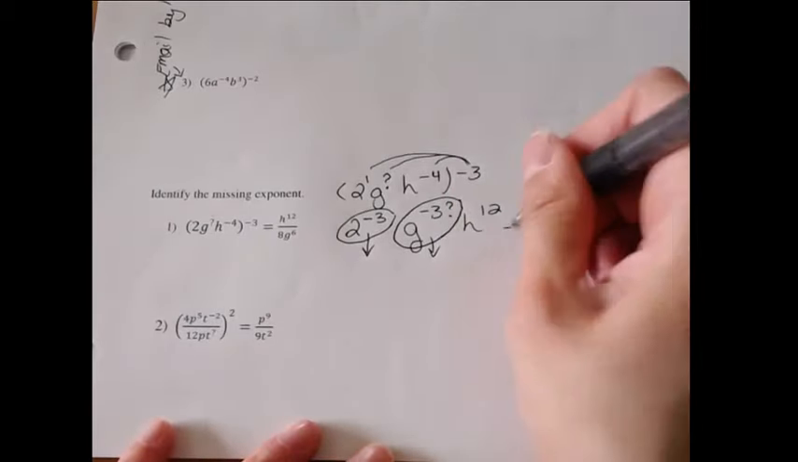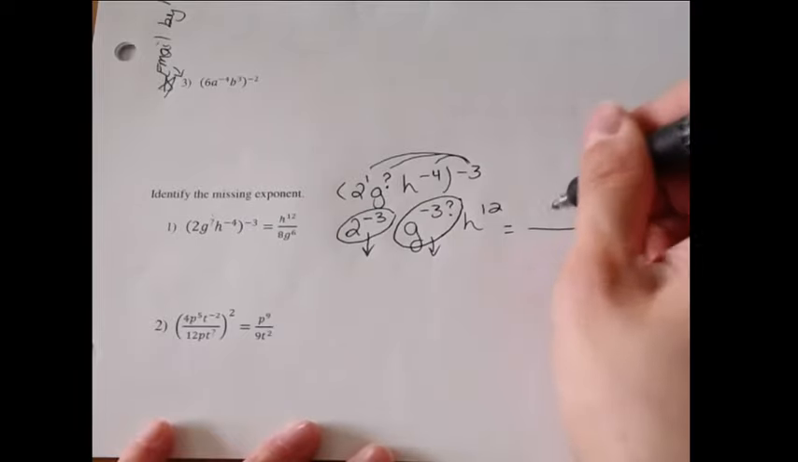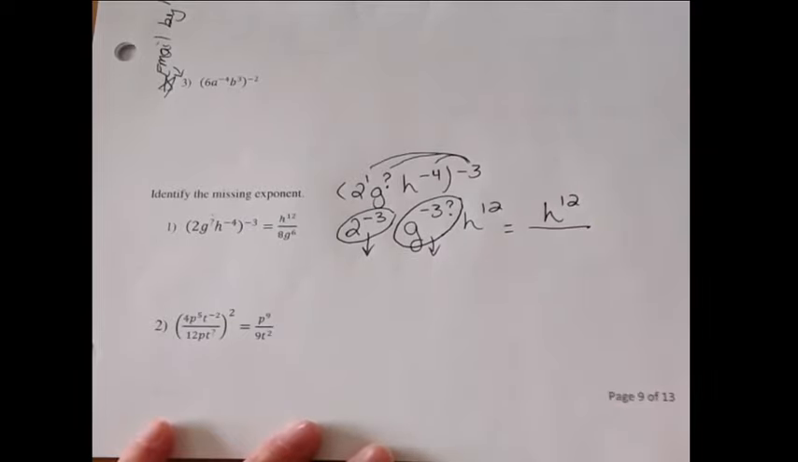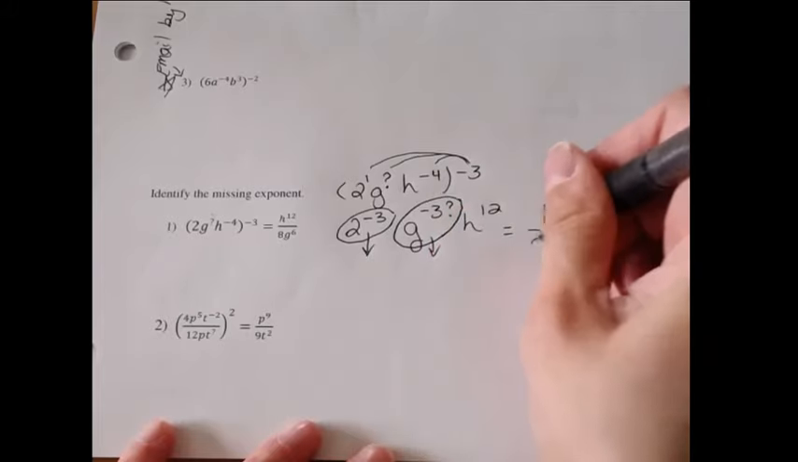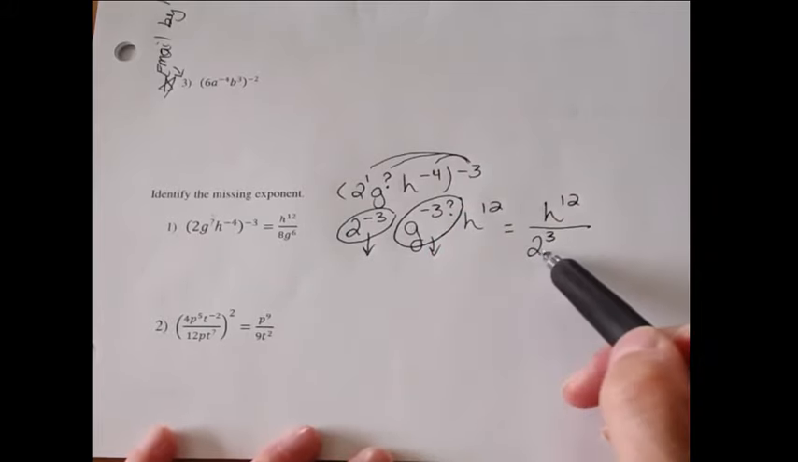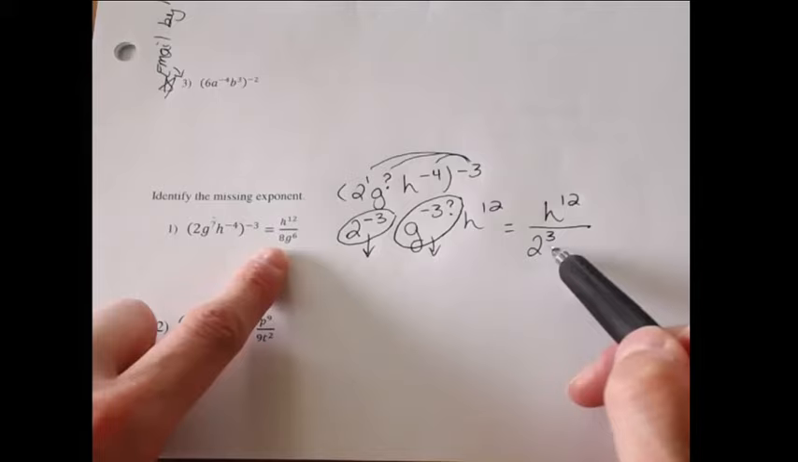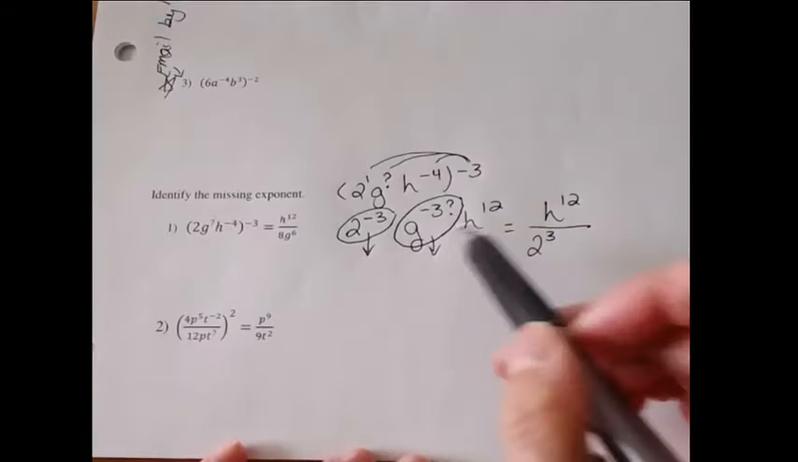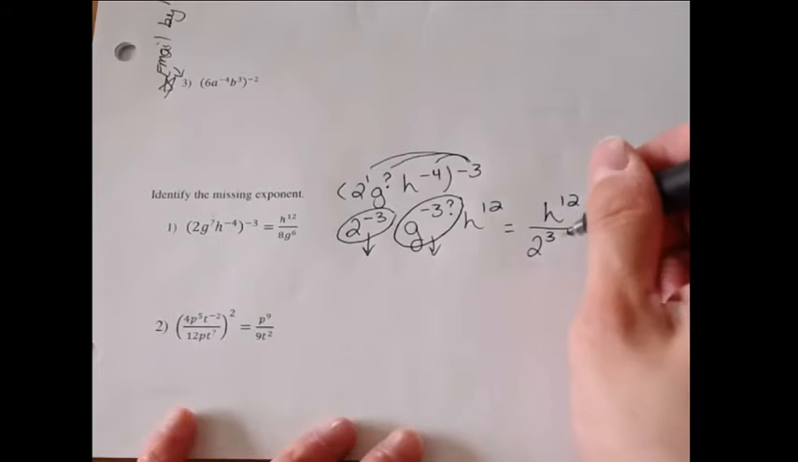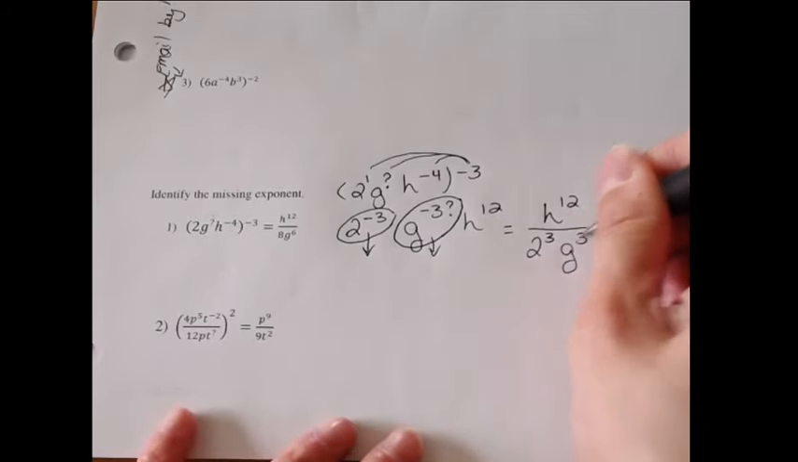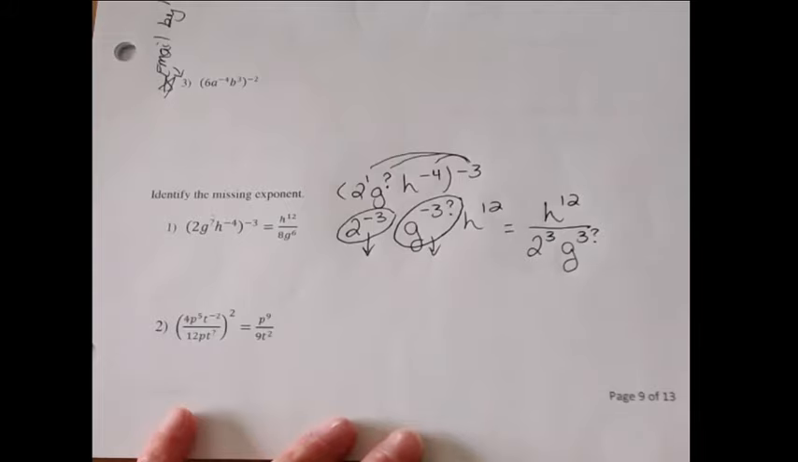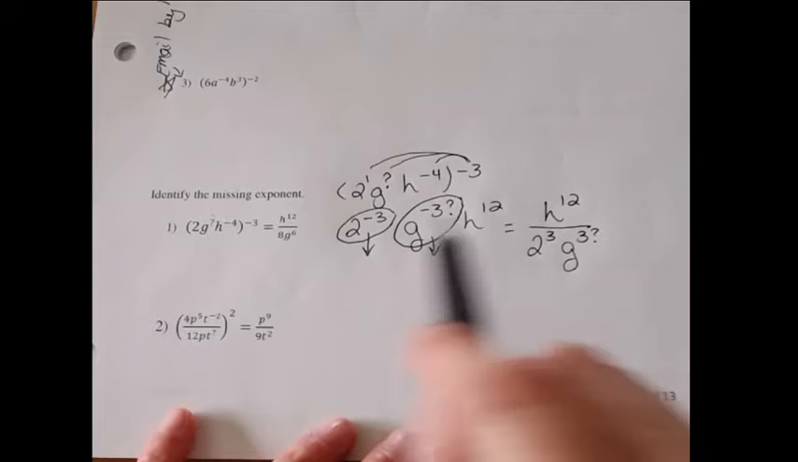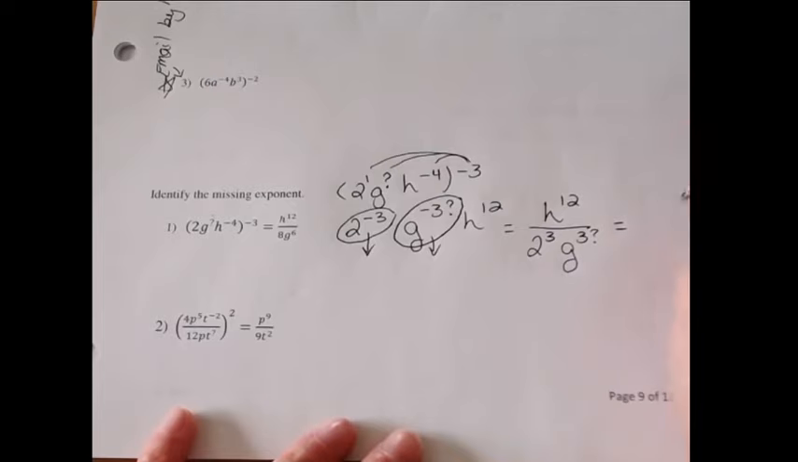So let me rewrite this for you. In my numerator, I have an h to the 12th. In the denominator, I have a 2 to the 3rd. And by the way, do you see that 2 to the 3rd is 8? 2 times 2 times 2 is 8. Interesting. And then we're going to bring down the g to the negative 3 question mark, and that becomes 3 question mark. Now notice we want this expression to be equal to h to the 12th over 8g to the 6th.